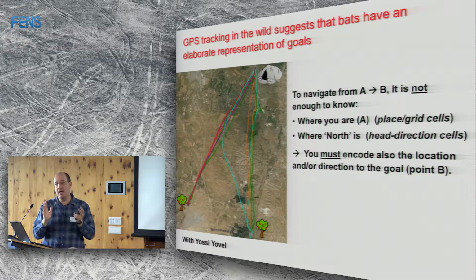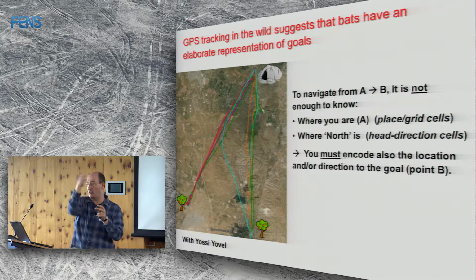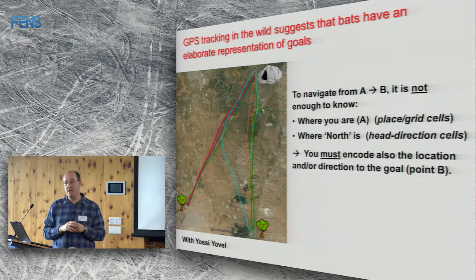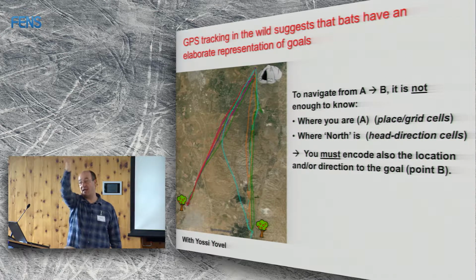We also see this exploratory phase in the beginning where they do these exploratory flights that are kind of tortuous. But when we get to the adult bats in this study, we tagged dozens of animals here, we never ever saw a search like that.